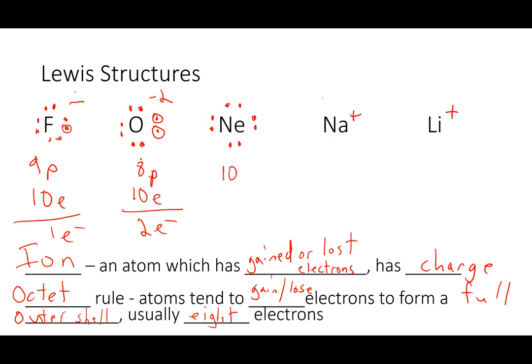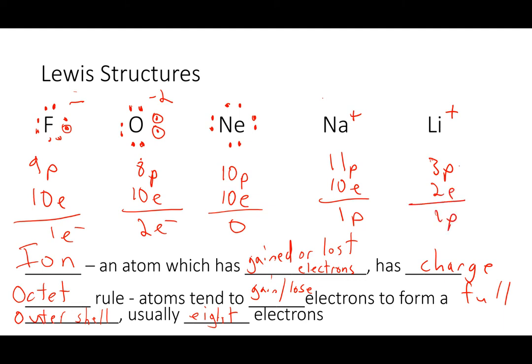Here, neon has 10 protons, 10 electrons, so its charge is 0. Sodium here has 11 protons and only 10 electrons, so it has 1 proton extra. That's why it has a positive charge. And lithium, in the same way, has 3 protons, 2 electrons, so it has 1 proton left over, which is positive.